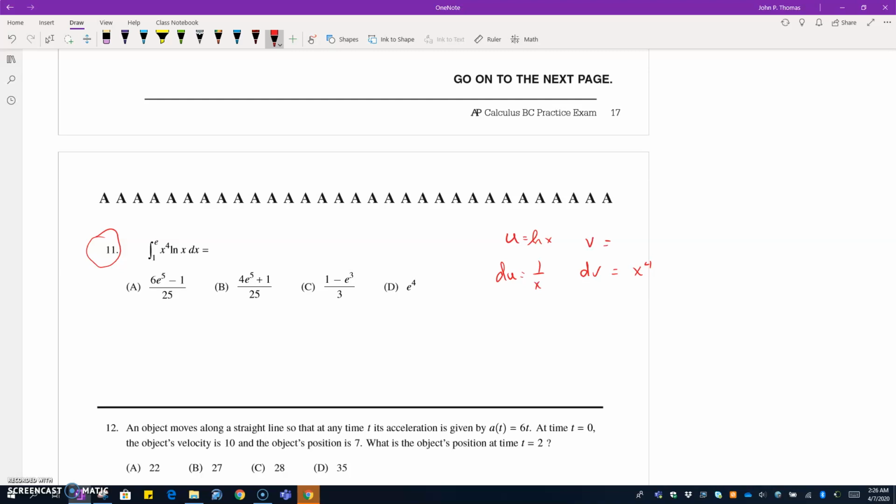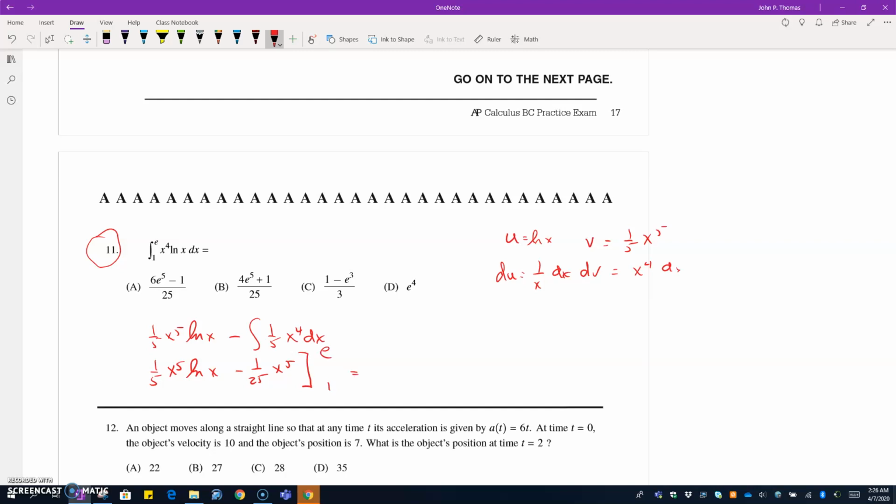We're going backwards here. I'm going to raise and divide, so I've got 1/5 x to the 5th. Now my uv is going to be 1/5 x to the 5th ln of x minus the integral of v du, which is going to be 1/5 x to the 5th times 1 over x, which would be x to the 4th dx. So I continue on with the integral. I've got 1/5 x to the 5th ln of x minus, raise and divide, 1/25 x to the 5th, and we're going to be evaluating that from 1 to e.